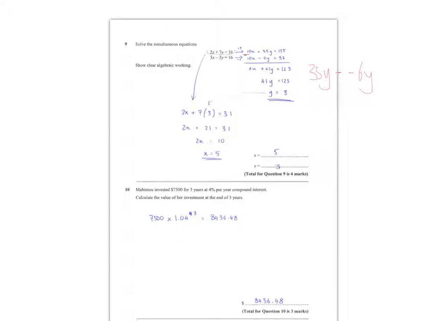Take away a negative, which is an addition. So therefore 35 plus 6y, which is 41y. 155 minus 32 is 123. So 41y equals 123. Divide by 41, y equals 3.